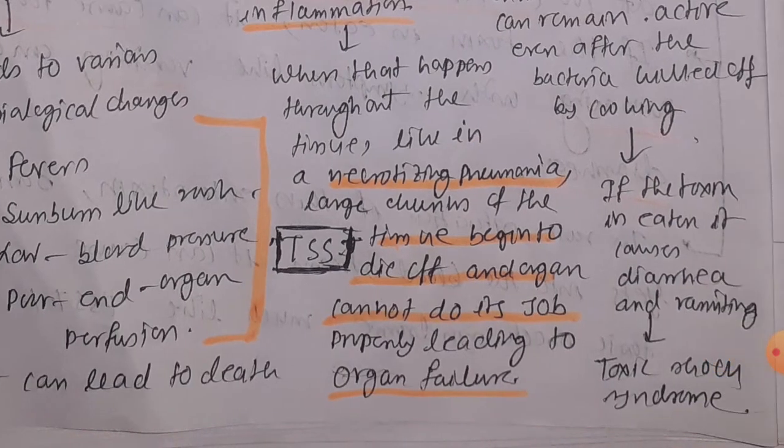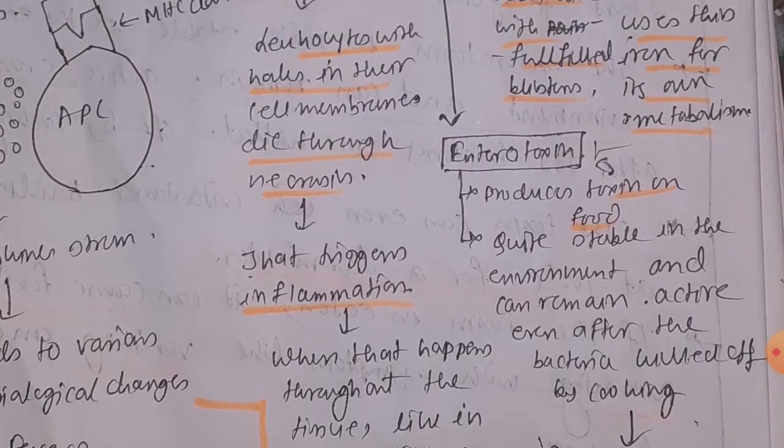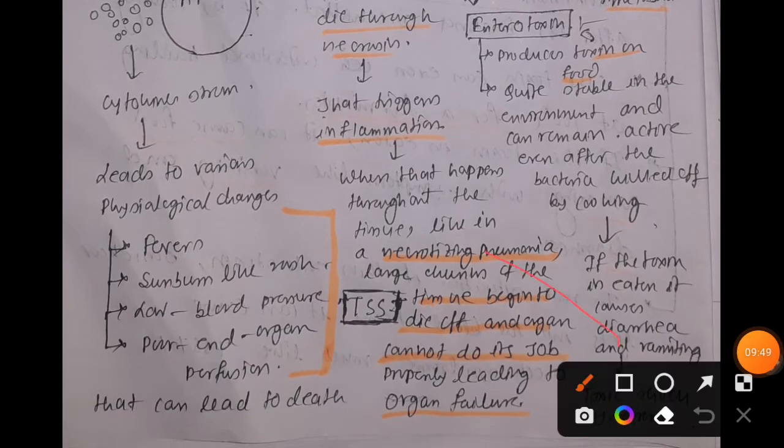So under such circumstances, if we eat those toxins, this toxin can cause diarrhea and vomiting, and in rare cases, if it somehow manages to enter the bloodstream, it can facilitate toxic shock syndrome. That is the symptoms like fever, sunburn-like rashes, along with low blood pressure and poor organ perfusion, and can in turn facilitate death.